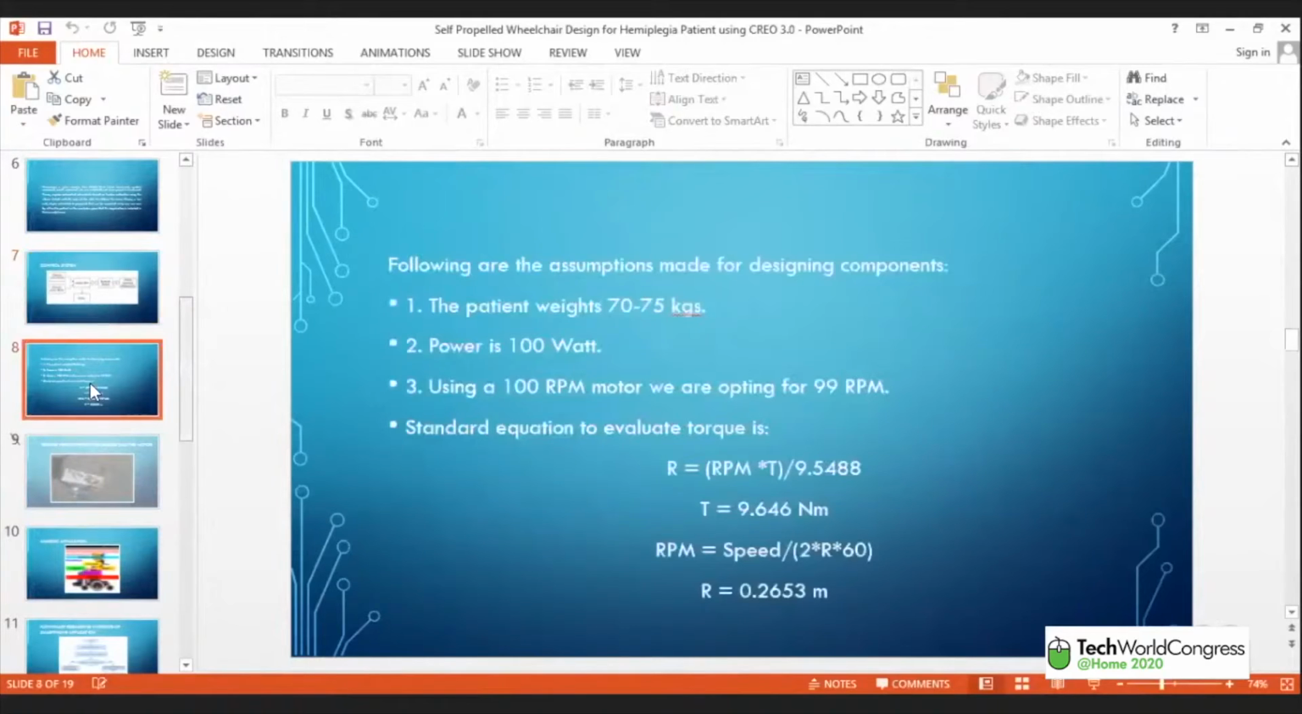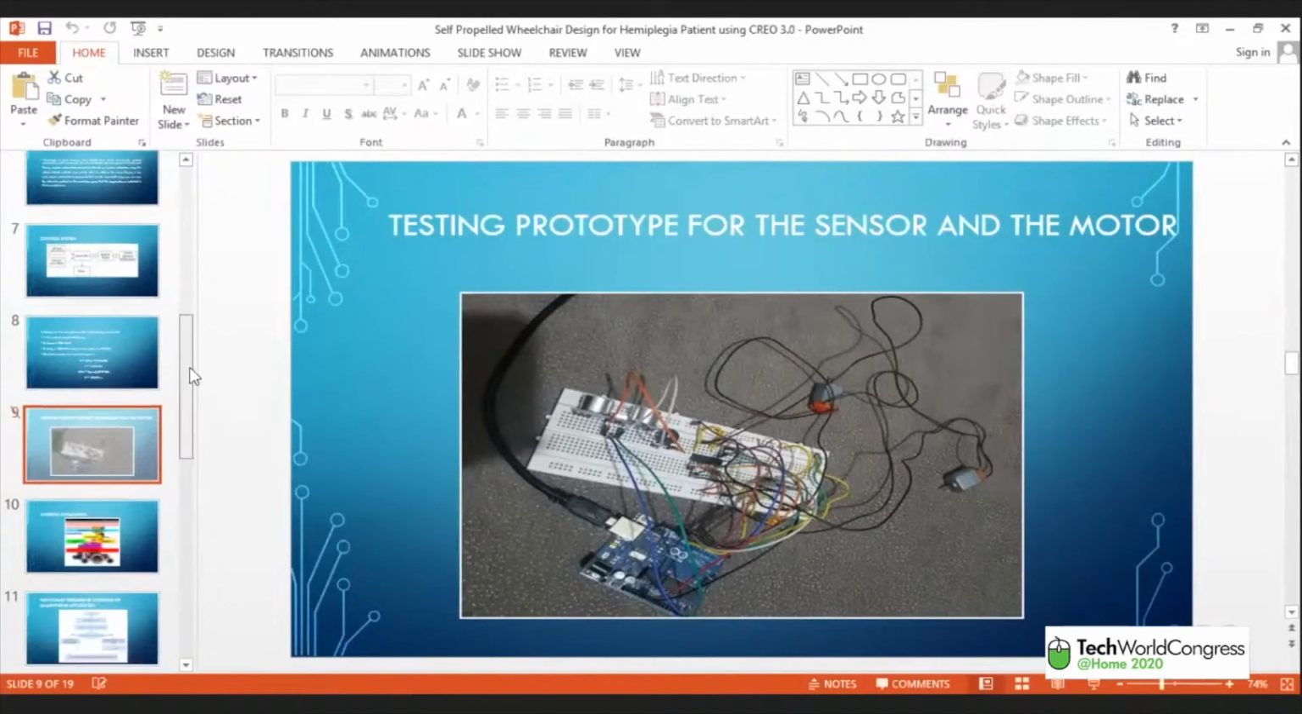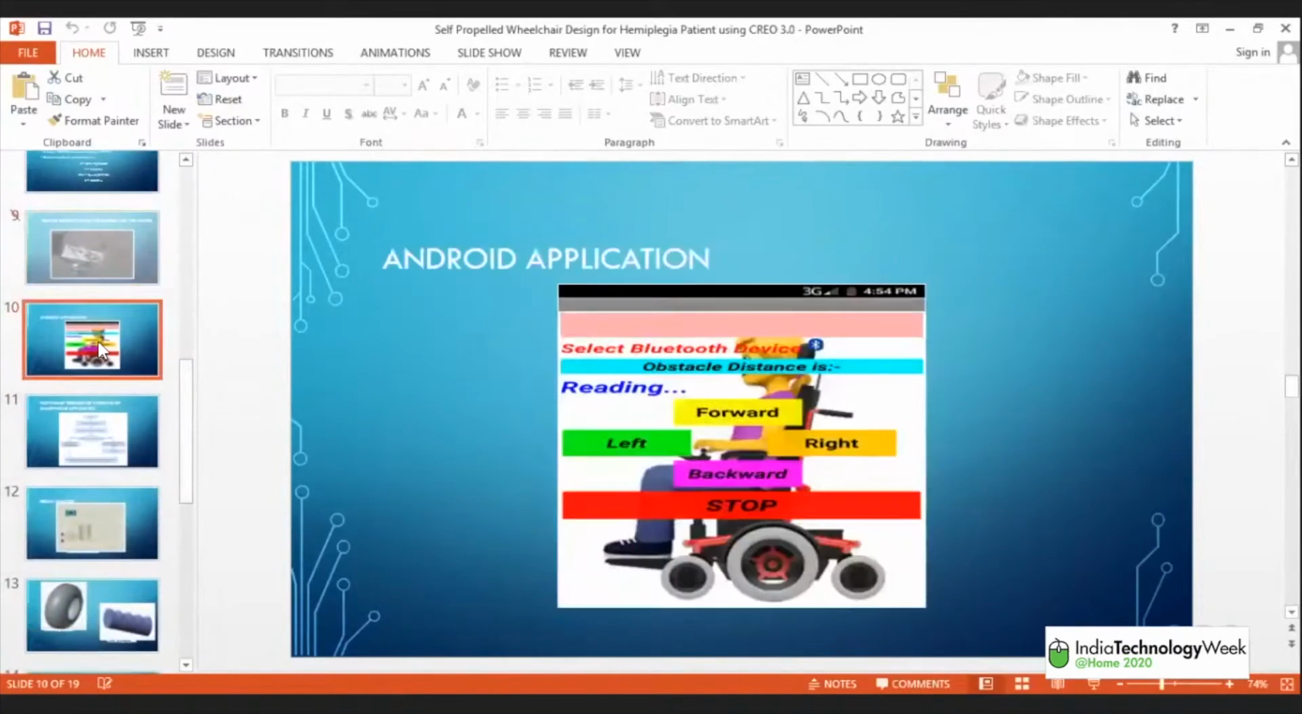We started with an assumption that the patient is weighing around 70 to 75 kgs, and the power requirement was 100 watt. Using a 100 rpm motor, we instead opted for a 99 rpm motor. We found out what would be the radius of the wheel that will be needed if we want to drive it with the desired power. This is a small prototype. It is just tested with small motors. The same was extended to drive larger motors with corresponding drivers.